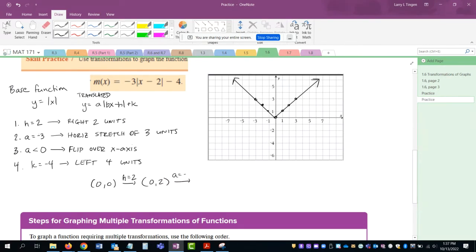Next, A is -3. We're gonna do this in 2 steps, or in 1 step. A is -3, that's manipulating the outside. So that means I now have the point 0, -6. And then the last step is K is -4. So that means go left 4 units.